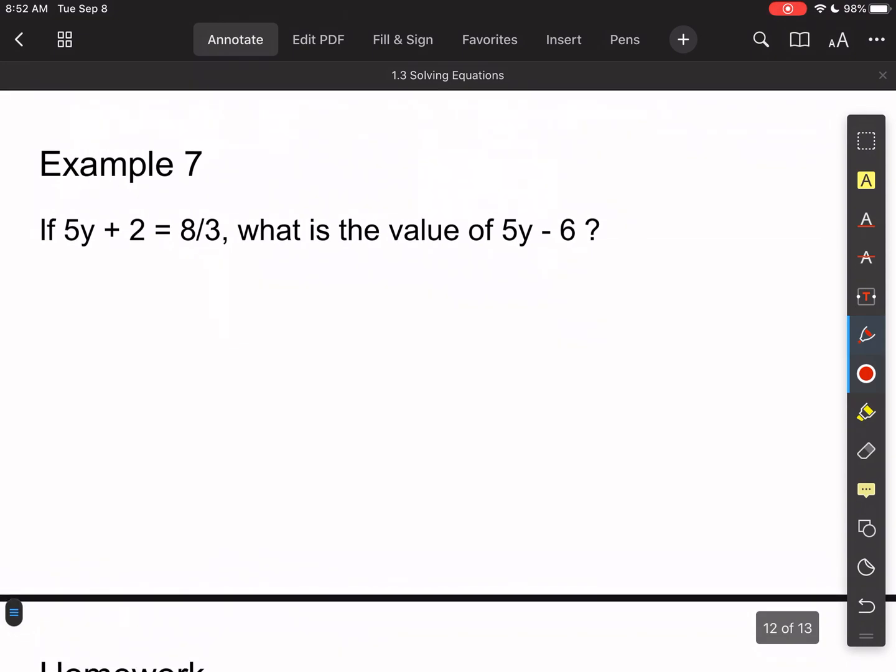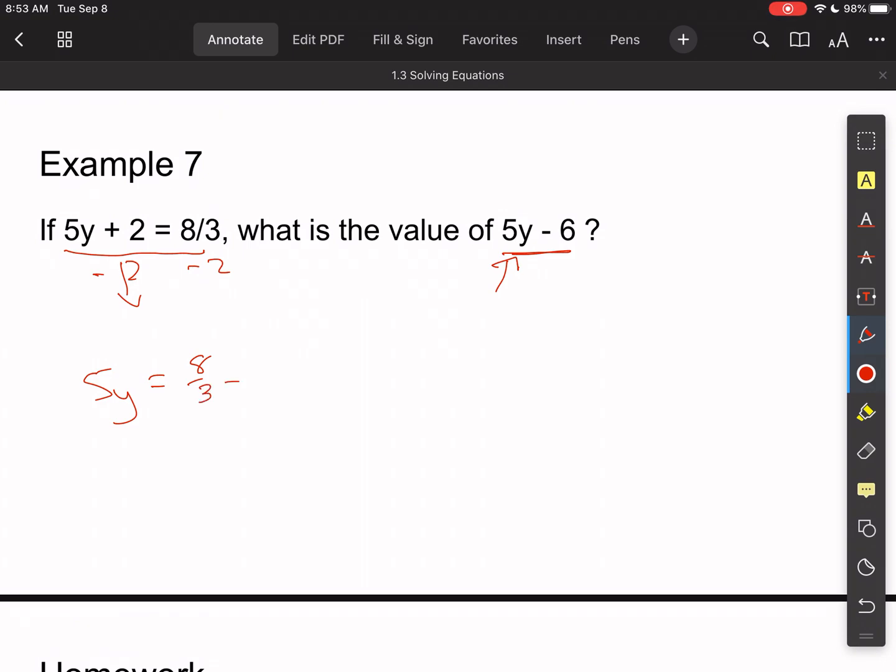So example 7, if 5y plus 2 equals 8/3, what is the value of 5y minus 6? What we need to do for this is figure out what y is equal to first, and then once we figure that out, plug that in for y here. So we have to solve this first. I have 5y is equal to, let's move that 2 over by subtracting it, right?